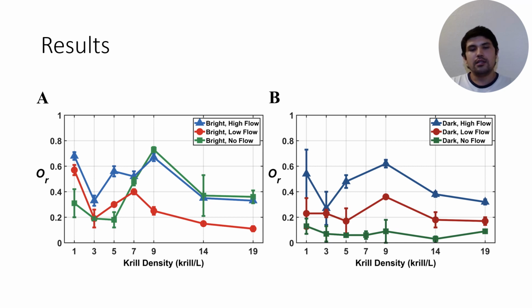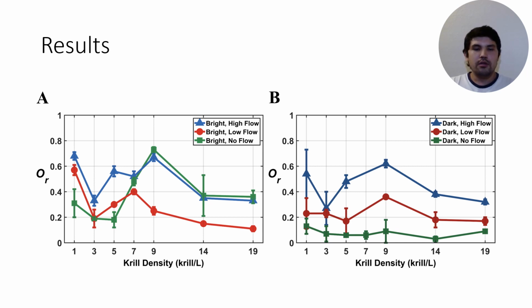At around two densities, 1 and 9 krill per liter, we see that Antarctic krill school better than at others at both bright light condition and dark light conditions. And we see that as we increase the flow levels, they school better at all densities.